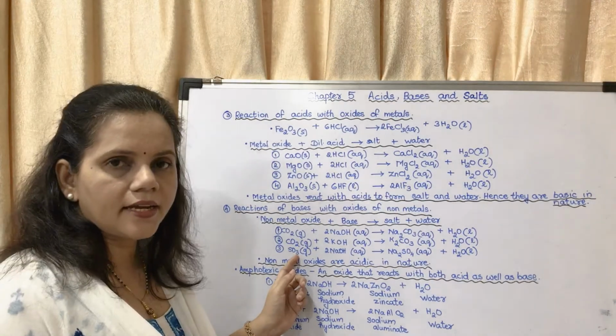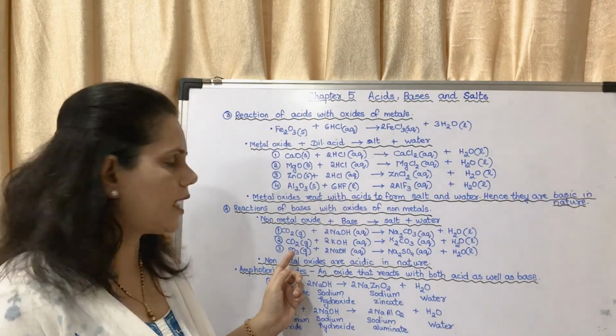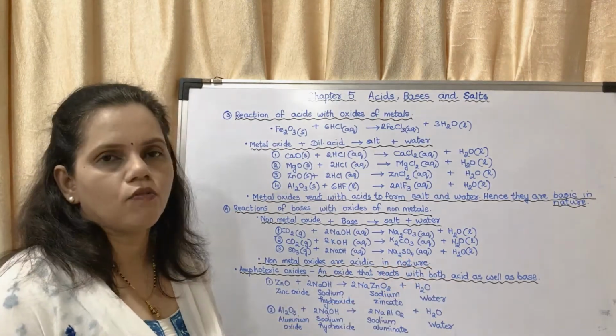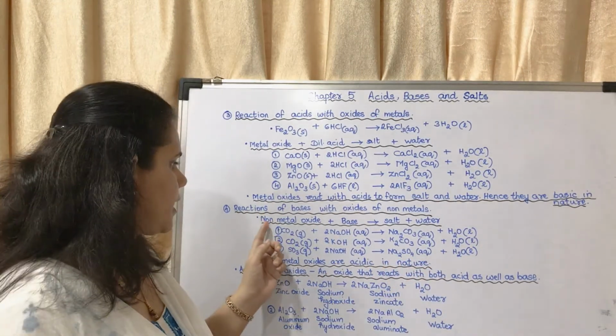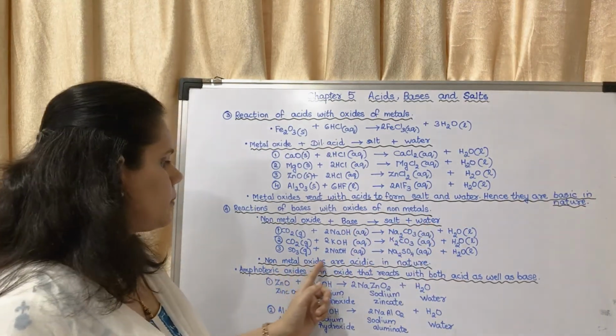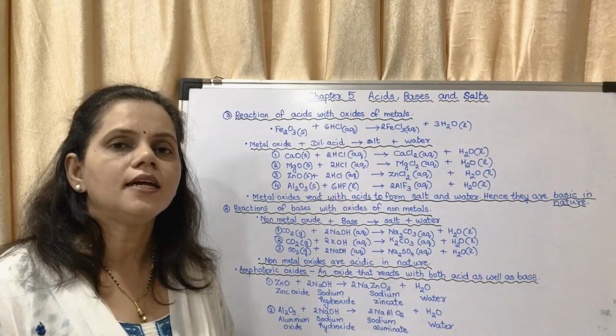Sulfur trioxide, which is a non-metallic oxide, reacts with sodium hydroxide to form sodium sulfate and water. So non-metallic oxides react with bases to form salt and water. So non-metal oxides are acidic in nature.